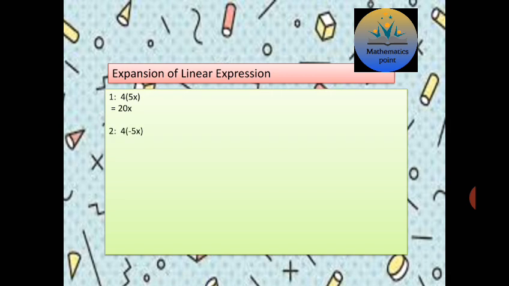Then in the next situation, again 4 is multiplied with 5x, and here you can see that the term inside the bracket has the minus sign. So now again we reinforce the rules regarding multiplication. Plus times minus is minus in multiplication. 4 times 5 is 20 and x. So here we have the answer minus 20x.